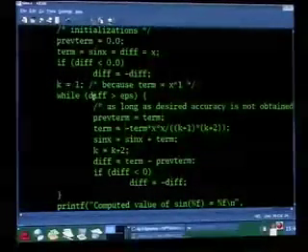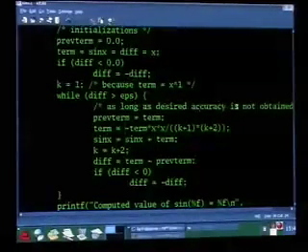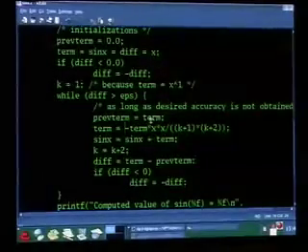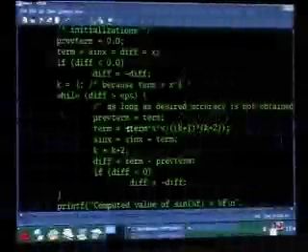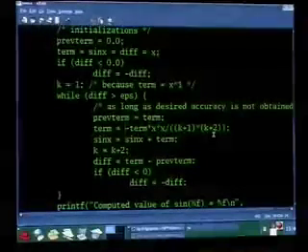So while the difference is greater than the value of epsilon, that is, as long as the desired accuracy is not obtained, we assign previous term to term, because the most recent computed term will now become previous term, and the new term will be computed. The new term is computed from the last computed term as minus term times x square divided by k plus 1 times k plus 2.